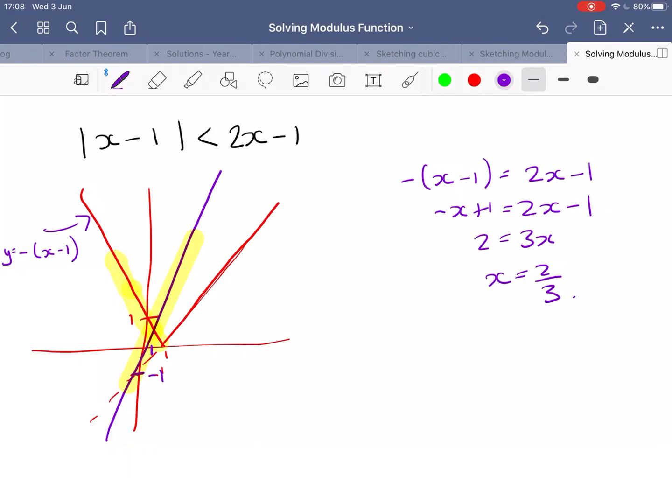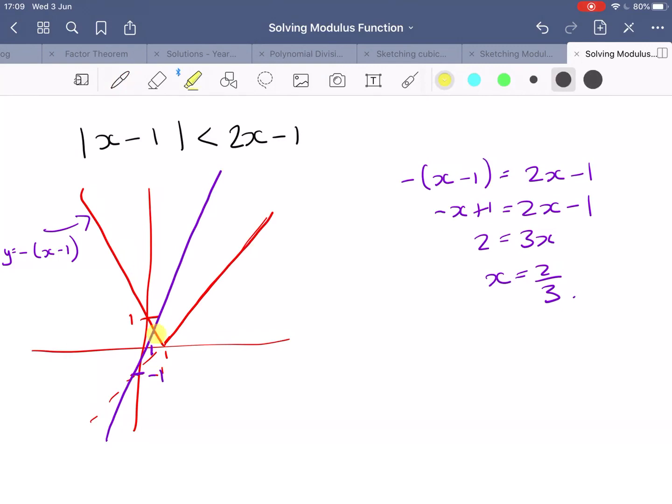Okay. Right, now let's try and get rid of all these highlighting bits because I need the highlighter to think about what we need for the actual inequality now. And the inequality wants the modulus line to be below the purple line because it wants when the modulus of x minus 1 is less than 2x minus 1. So the red line has to be below the purple line.